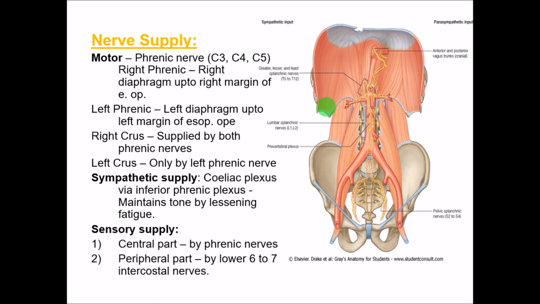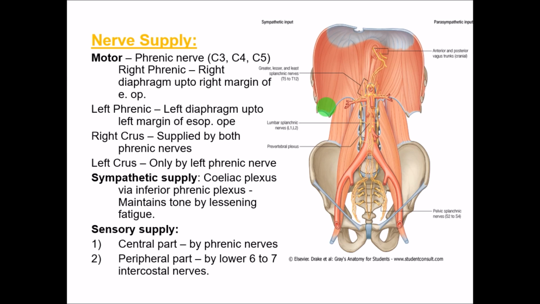Okay, the sympathetic supply is from the celiac plexus via the inferior phrenic plexus, and this sympathetic supply is mainly to maintain a tone by lessening the fatigue. Okay, so if the diaphragm gets fatigued, then it is difficult to respire, so it maintains tone by lessening the fatigue. Okay, so which is important in case of the respiration.